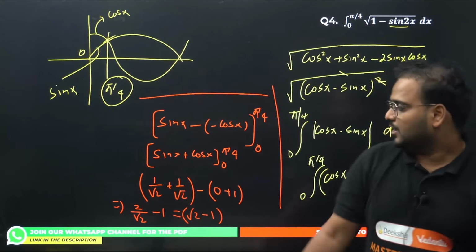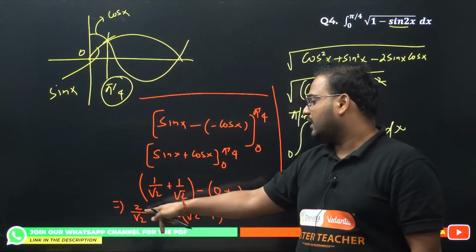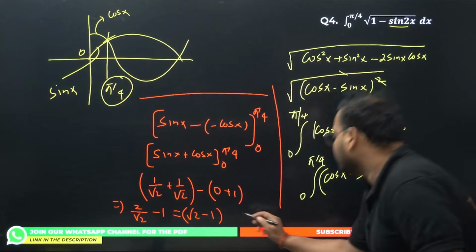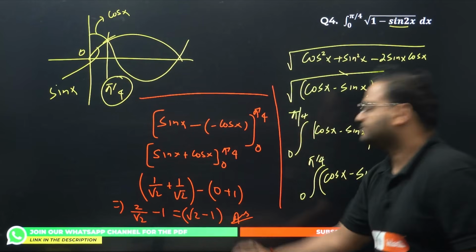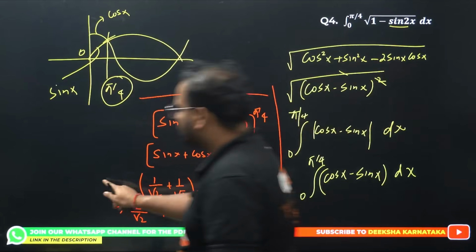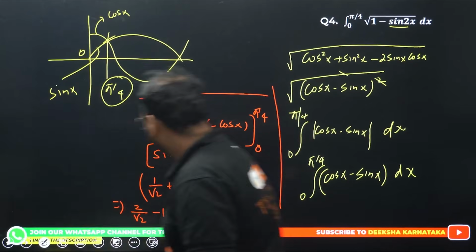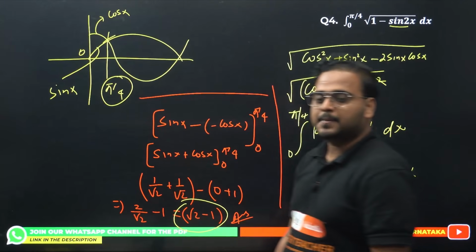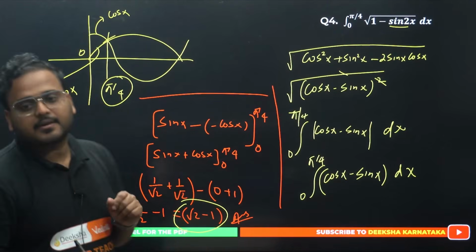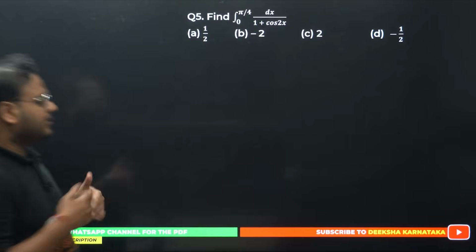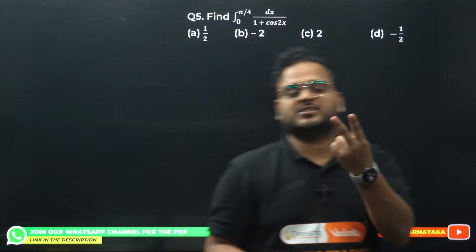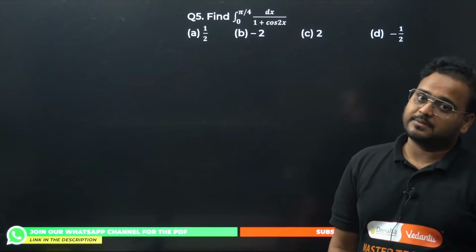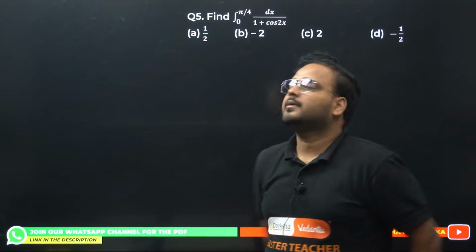Please check, 1 by root 2 plus 1 by root 2 is 2 by root 2, and we get the answer as simply root 2. Root 2 minus 1 is the final answer. Let me block it so that it's easy for you to understand and visualize. Root 2 minus 1 is my final answer. Done. Getting it? Very important, guys, because even in AOI, the two questions which come from application of integrals, this definite integral plays a big role. So very, very important.